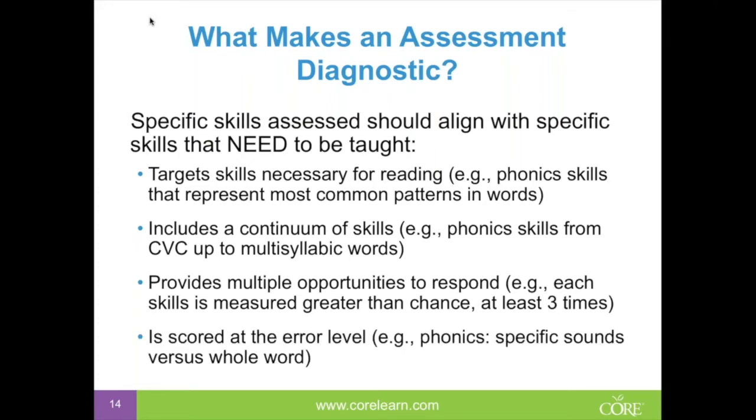The other thing is, in order for it to be diagnostic, we want to understand how the student's performance is evaluated or scored. So is it scored at an error level? For example, if we're looking at phonics and we're asking them to read word patterns, whether they're real words or nonsense words, are we just marking that whole word wrong? Or are we able to go in and say, actually, within this pattern, this is where they are making some errors?